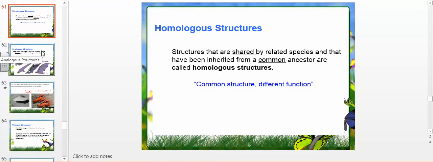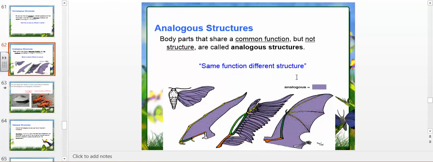Now, opposite of that you have what are called analogous structures. This is when you have the same function, but they're not put together the same way. So if you've ever seen a butterfly's wing, that is nowhere near like a bird's wing, because a bird has feathers on it and a butterfly does not. So those would be called analogous structures.